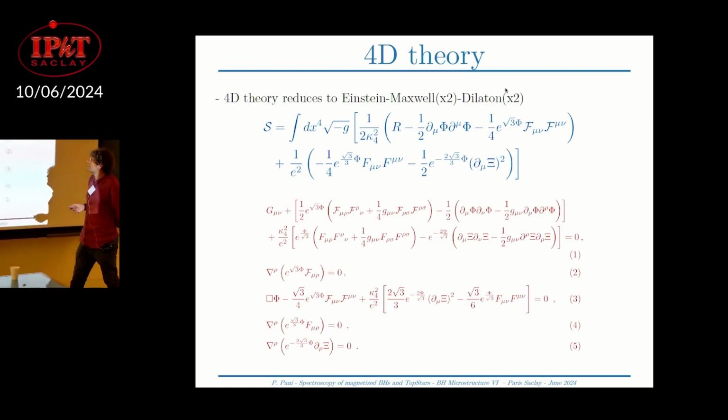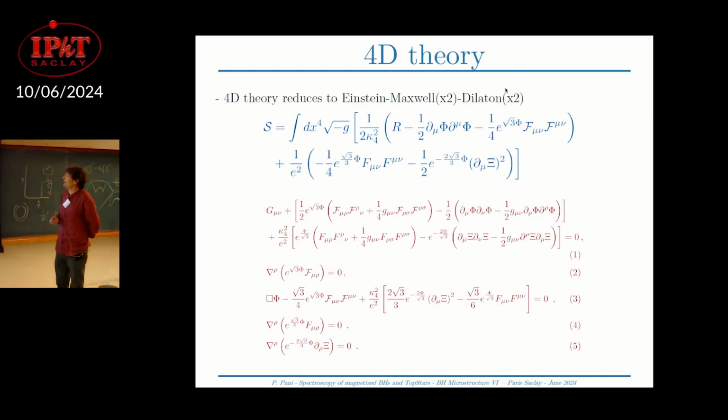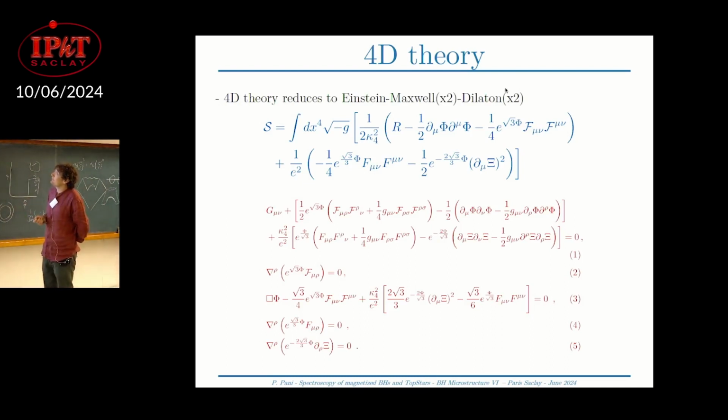So the 4D theory, and this is a part of the computation that Alex also did, looks like the following here. So it's basically an Einstein-Maxwell dilaton theory, but with 2 Maxwell fields and 2 dilaton fields. So there is GR, one scalar field, the other scalar field somewhere. It's here, with non-minimal couplings between the scalars and the 2 Maxwell fields. So there is the curly F and the standard F. These are the 2 fields.